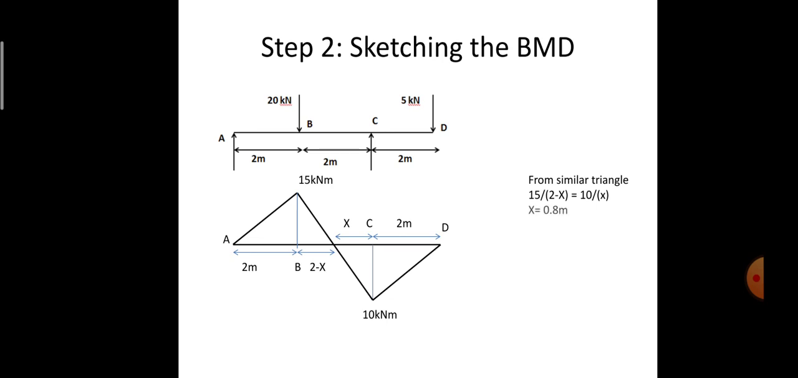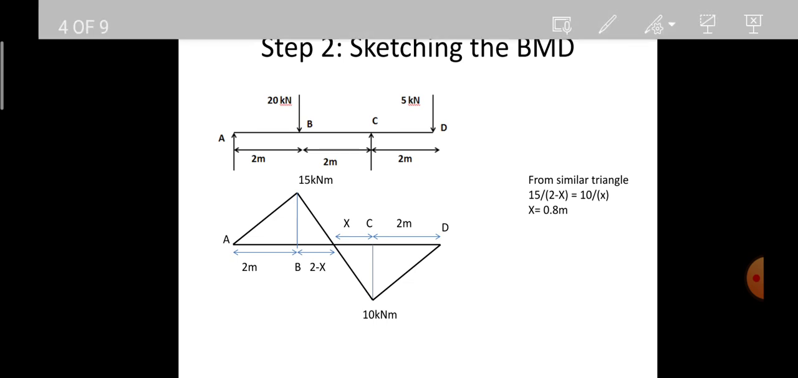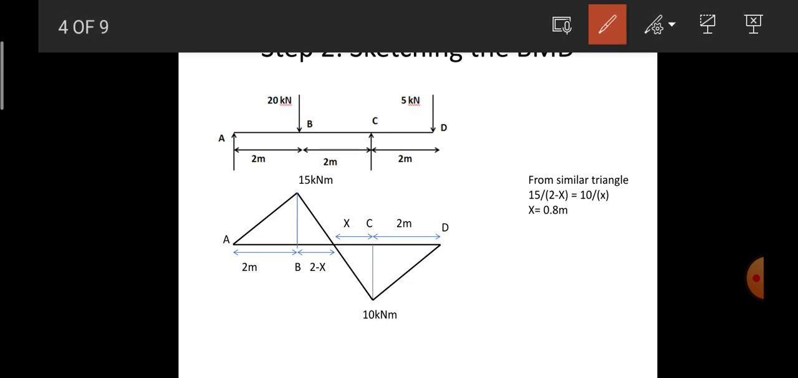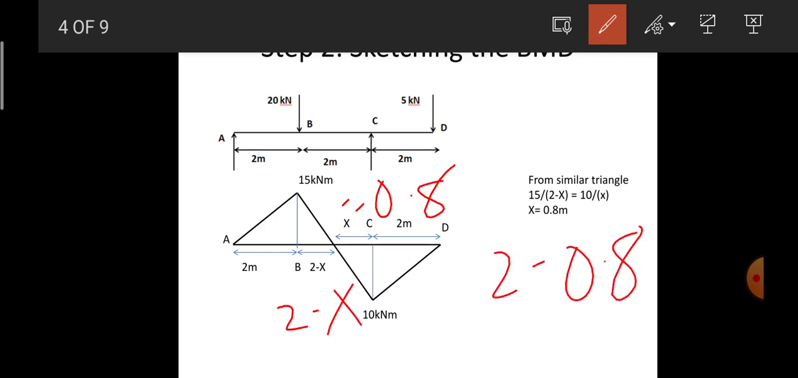So therefore the x value is equal to 0.8, and from B it will be 2 minus x. So 2 minus 0.8 will be equal to 1.2 meters. So 1.2 meters from B.